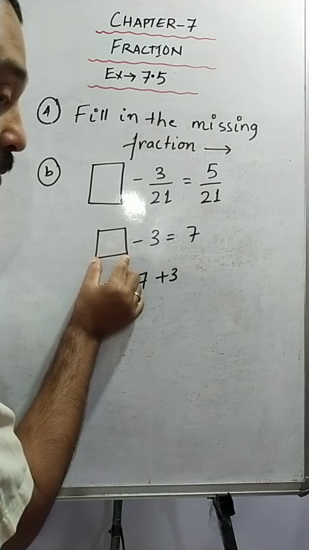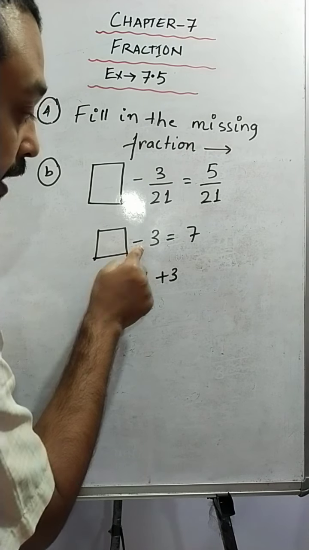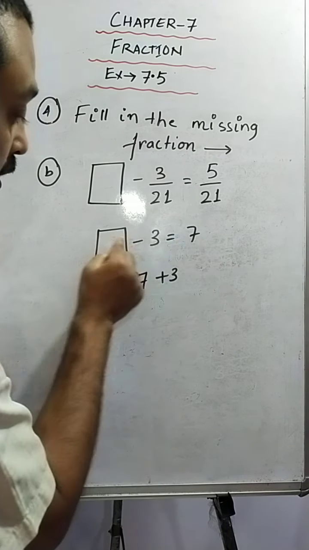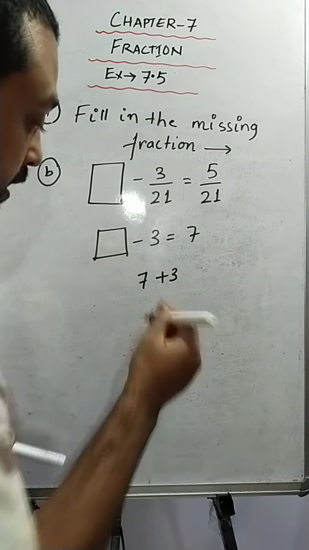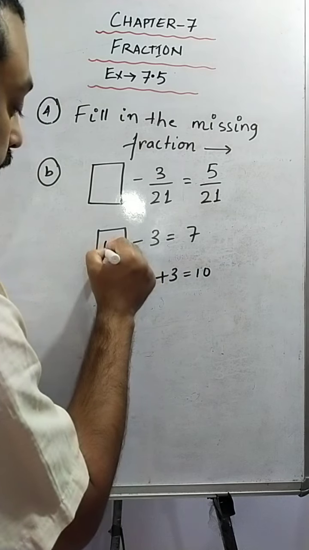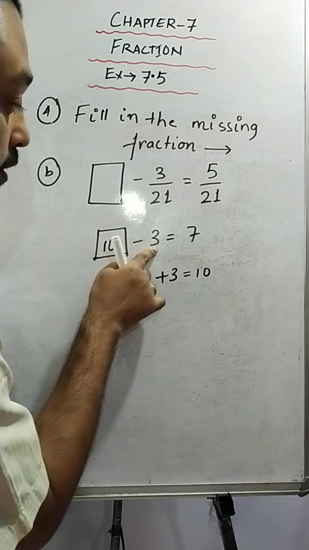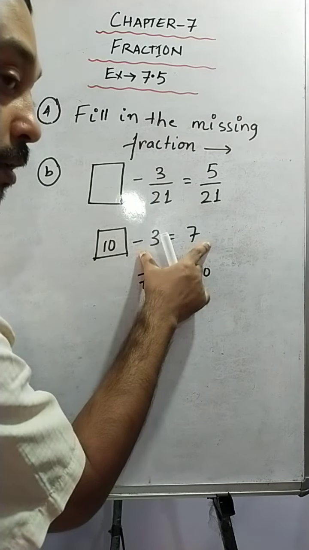If any number is missing here and the minus sign is here, and these two numbers are given and you have to find out this number, what am I doing? I am adding these two numbers. That is 7 plus 3, which is 10. So you can write 10. You see, 10 minus 3 is equal to 7, isn't it? It is satisfying the whole form.